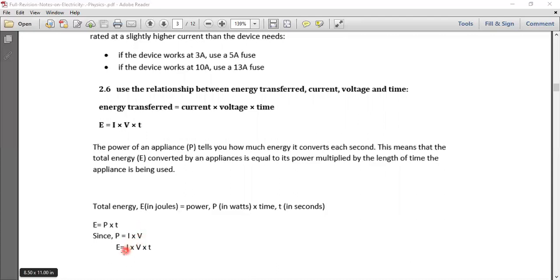So we can write E equal to VIT, or E equal to PT, as P is VI. If you want to omit P, you write VI, or if you want to omit VI, you write P. So this is the formula. You can use E equal to VIT, or E equal to PT.